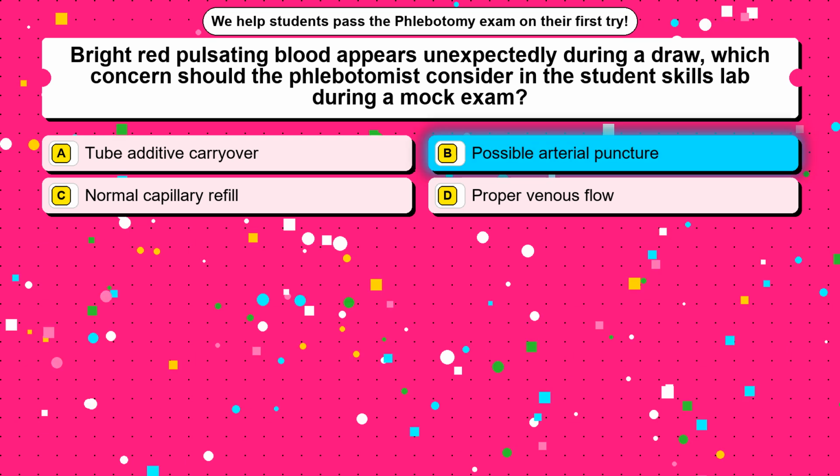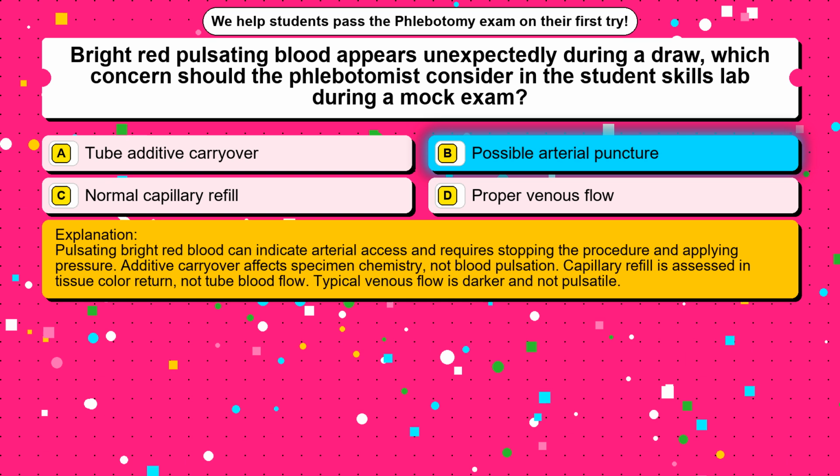The correct answer is option B. Possible arterial puncture. Pulsating bright red blood can indicate arterial access and requires stopping the procedure and applying pressure. Additive carryover affects specimen chemistry, not blood pulsation. Capillary refill is assessed in tissue color return, not tube blood flow. Typical venous flow is darker and not pulsatile.